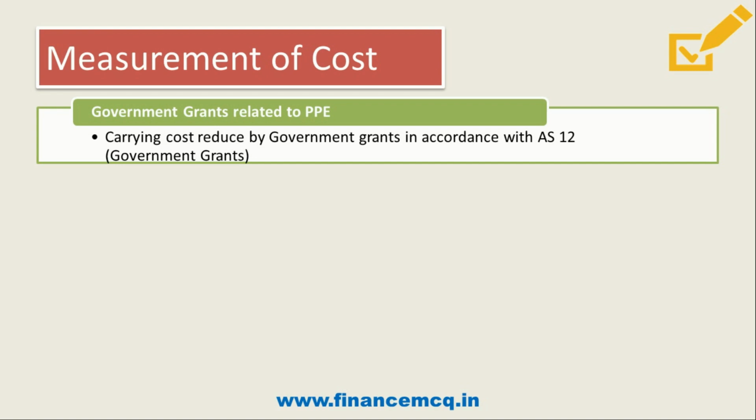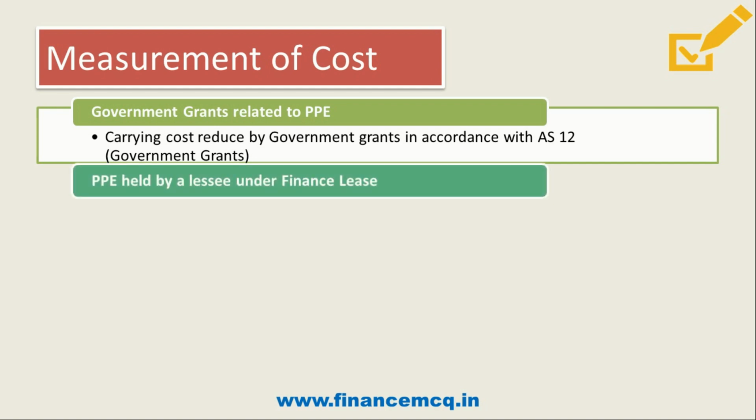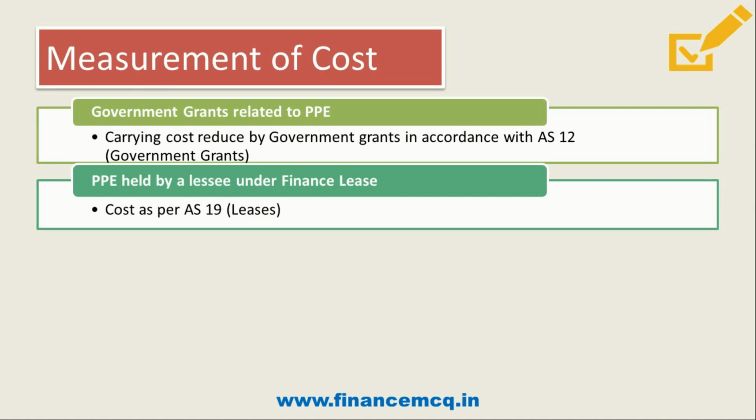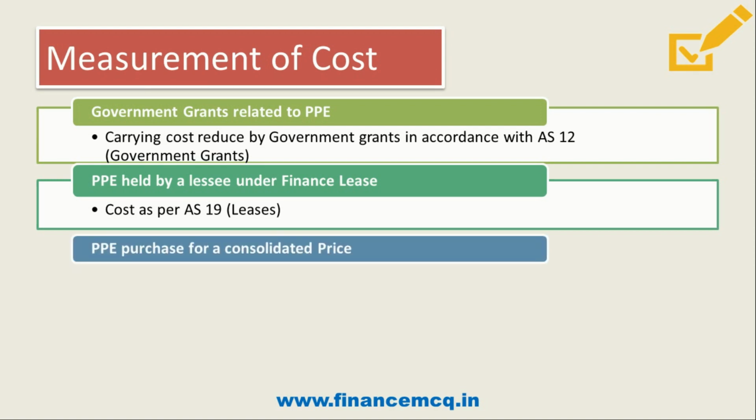Second situation is PPE held by a lessee under finance lease. That is, if you are having an asset under a finance lease, then how is its cost to be measured? In that case, friends, an asset cost will be measured as per AS 19 Leases. Then the next situation is PPE purchased for a consolidated price. That is, you have purchased a couple of assets and you have paid the price on a consolidated basis and not individual asset wise. Then in that case how will cost be measured?